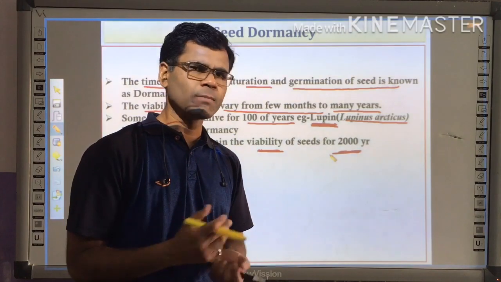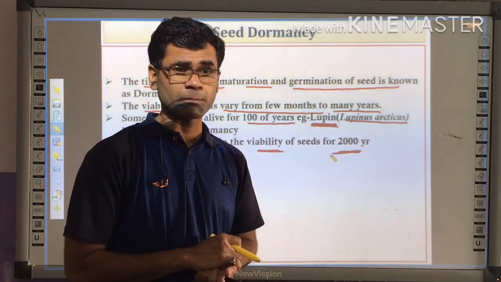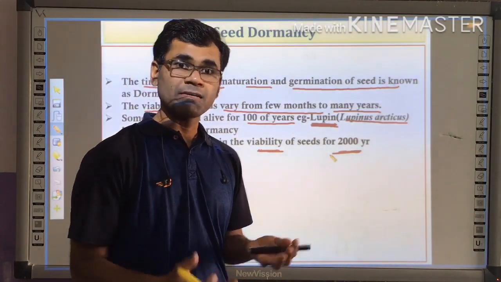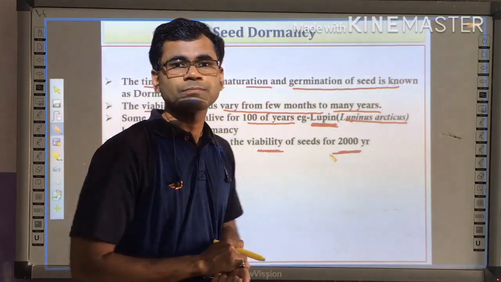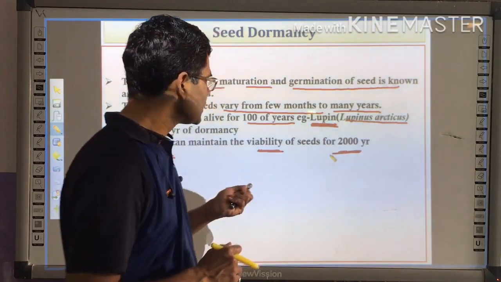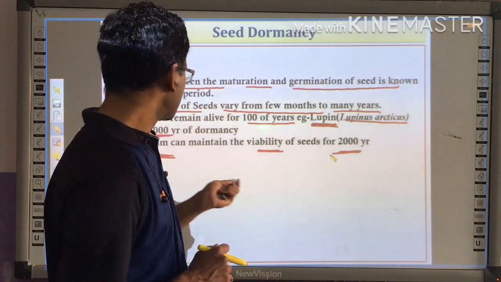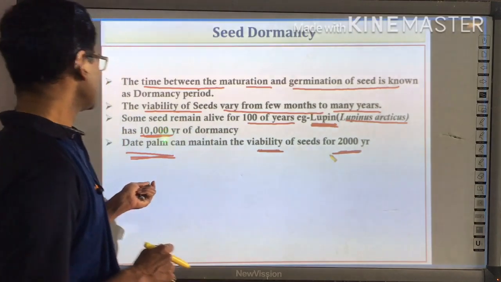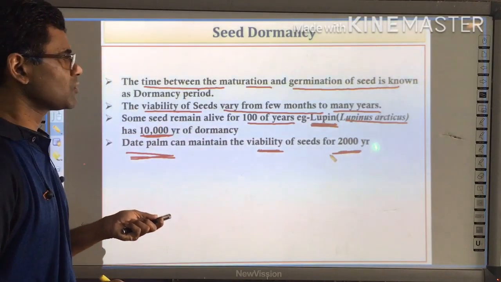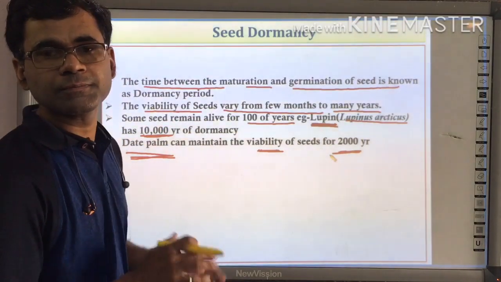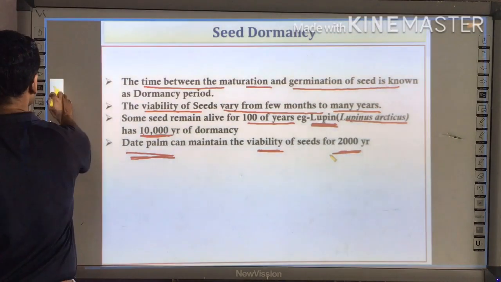Okay, so seed dormancy may vary from a few months. A few plants have only a few months of seed dormancy, after that they will not germinate. But a few plants have 1000 years also. Okay, so keep these two examples in your mind, it's again very important. So lupin has a seed dormancy of 10,000 years and date palm has a seed dormancy of 2000 years. Okay, right.